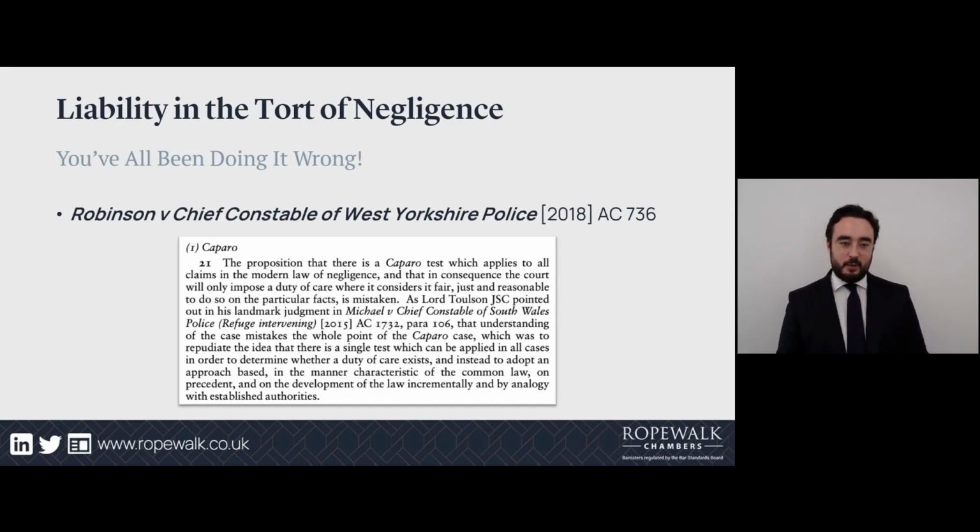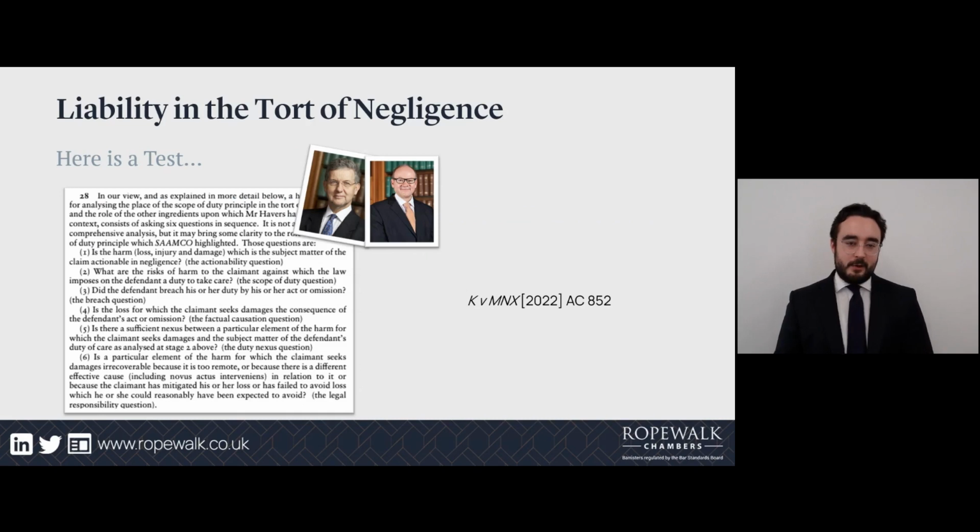that we ought not to be applying that three-stage test too widely and too frequently. Now, another test that's come up in recent years is in relation to scope of the duty. And in the case of K v MNX a couple of years ago, Lord Hodge and Lord Sales, in their joint judgment, posited a six-stage test looking at the scope of the duty.